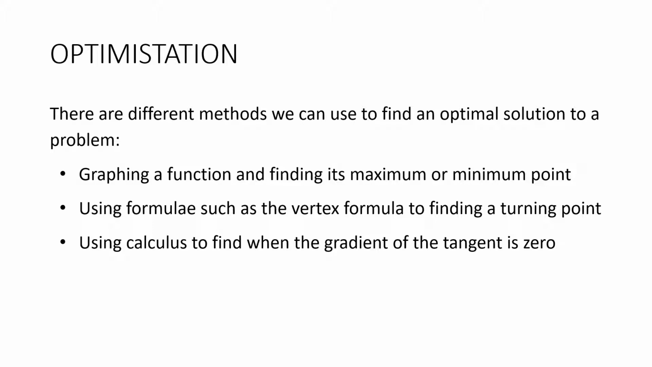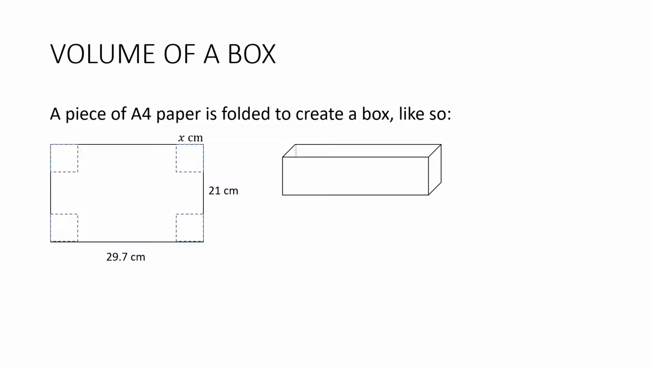We could create a function and then graph it and find the maximum or minimum point. We could use formulae such as the vertex formula if it was a parabola and then find the turning point. Or we can use calculus to find when the gradient of the tangent is 0. So here's a really common example, and it's probably one you might have been given in junior school as well.